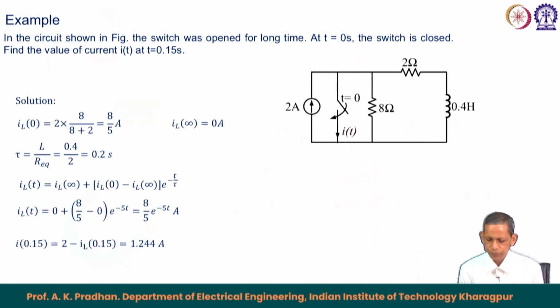So, let us see here. What we see is the solution for I L. The current through this part, I L at the 0th instant, will be equal to what?